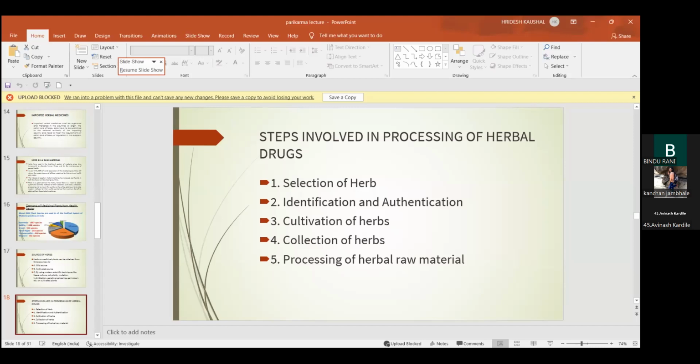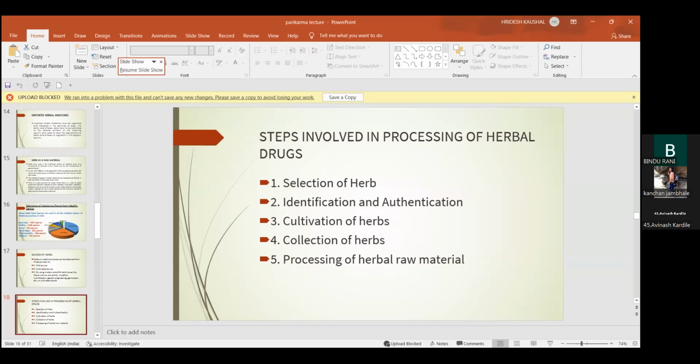Processing may be of 2 types, primary and secondary. For the processing, we can use different methods. For example, if we have to collect leaves, take the example of digitalis leaf. We know that the biological source of digitalis contains the dried leaves of Digitalis purpurea belonging to the family Scrophulariaceae. As we know, we require the leaves.